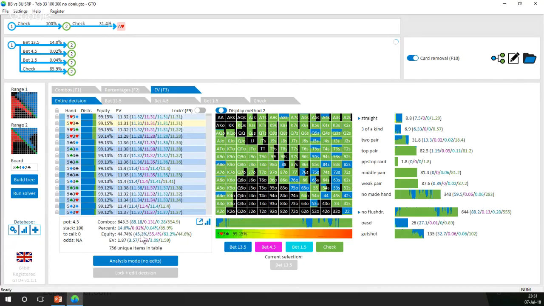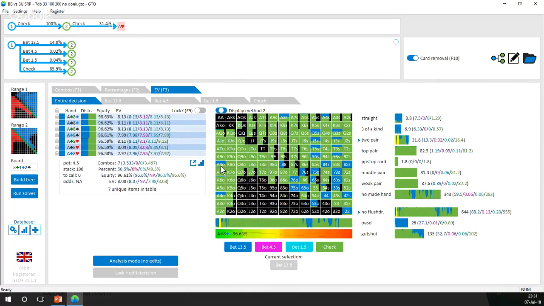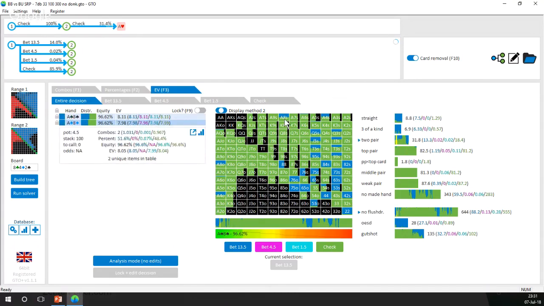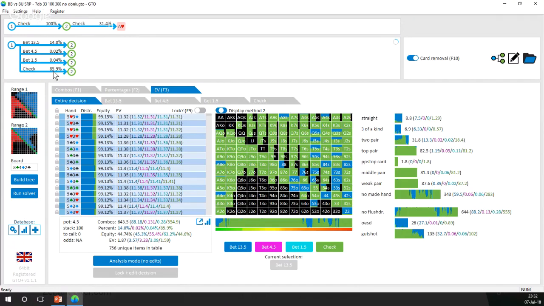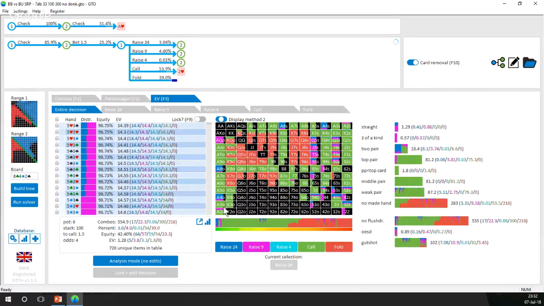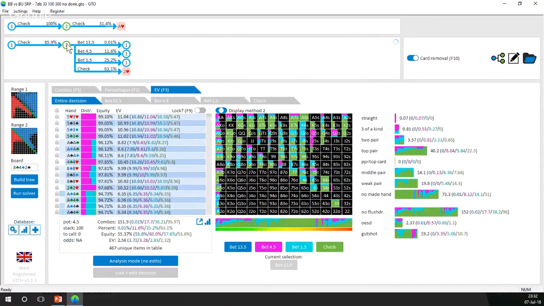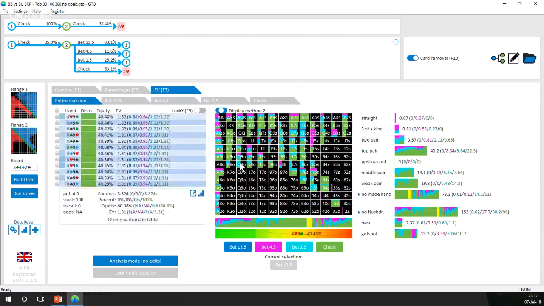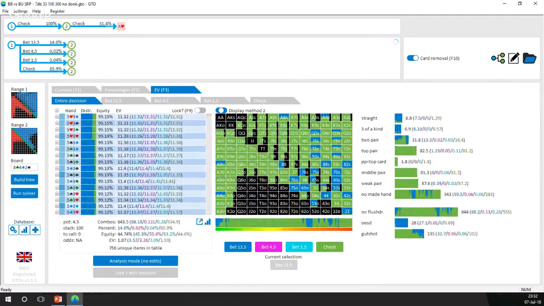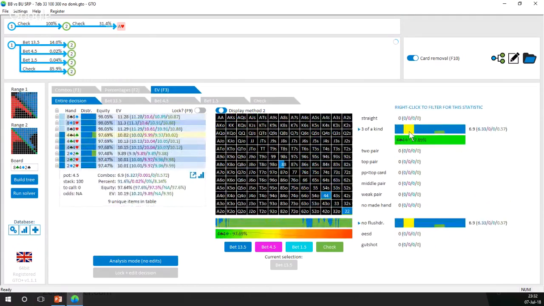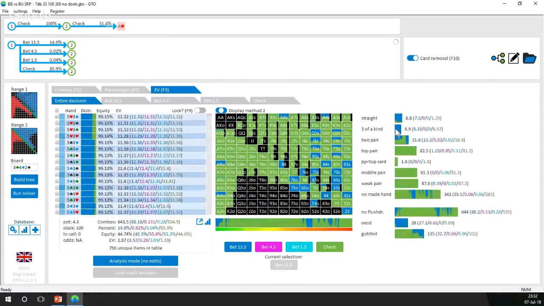We can have a look at it if you want, but I think the reason why the aces are checked some of the time is because they block ace-x in our opponent's range, and so using them as a check, and then when we face a bet, as a raise, using them as a check-raise is probably better, because we're more likely to be facing a bluff. So we can have a look at the three of a kind there. Most of the sets and the straights are going to be bet. Some of them are going to be check-raised. But the bet size is what's most important.